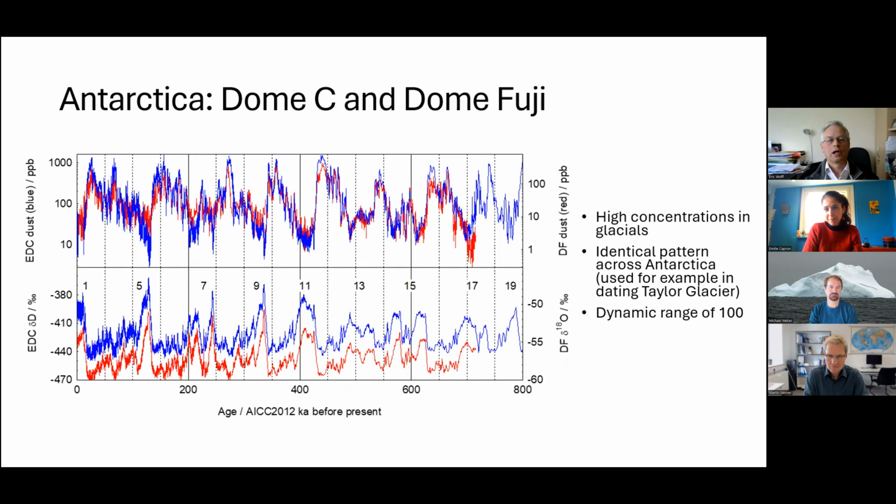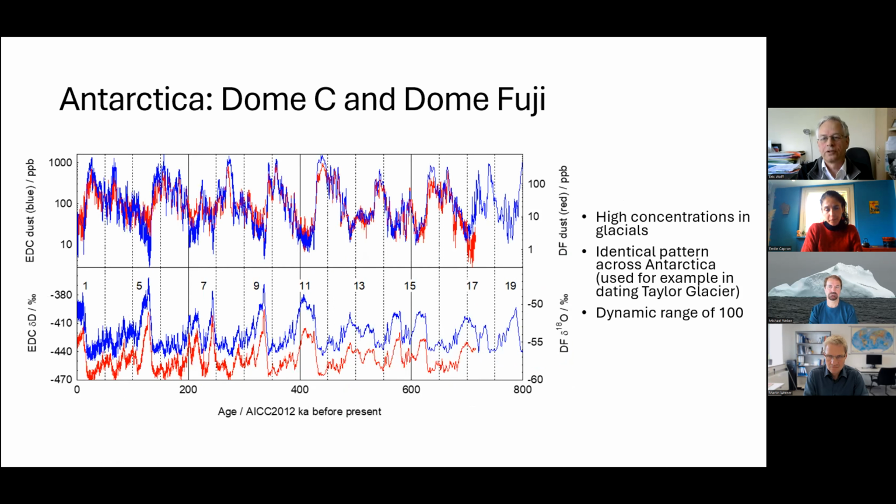Yeah, I've now put it on a log scale to make it a little bit easier to see firstly the agreement between Dome Fuji and Dome C, which is absolutely phenomenal considering that they're on opposite sides of the continent. You've got very high concentration in glacials. Again, in the concentration, there's a dynamic range of about a factor 100 there.